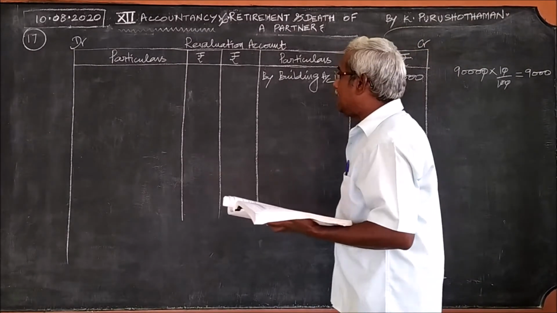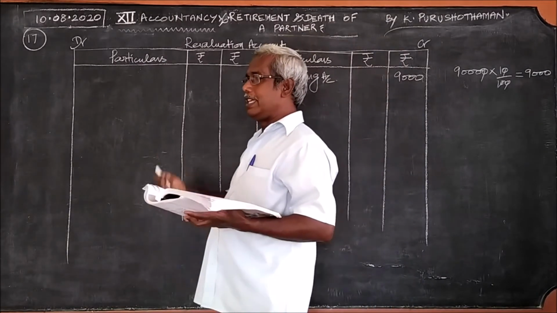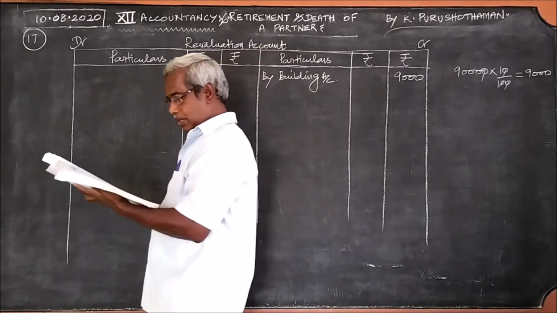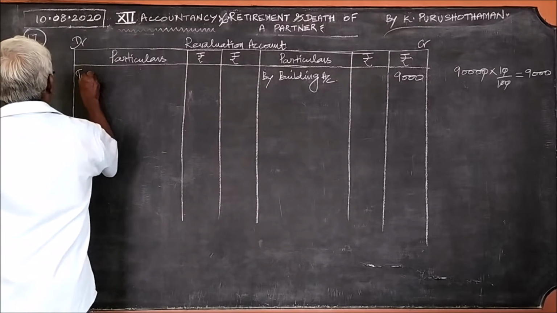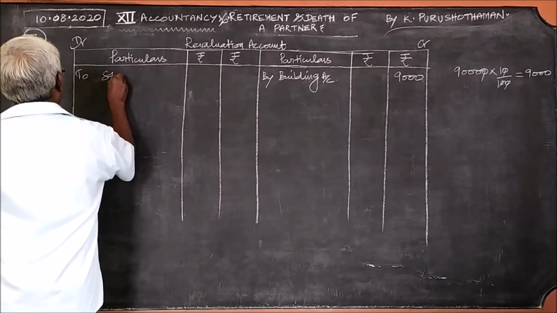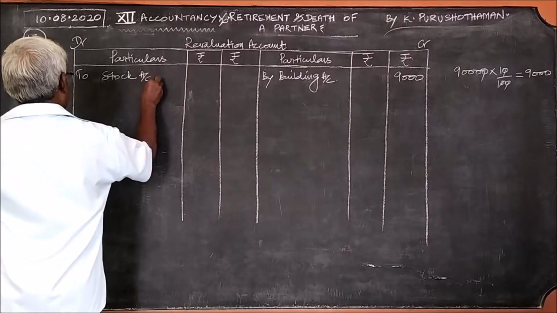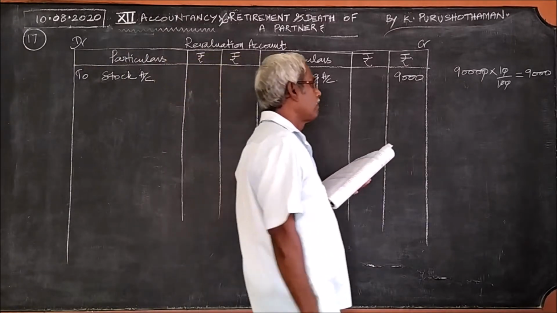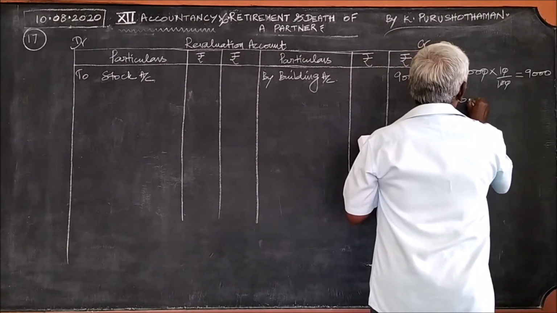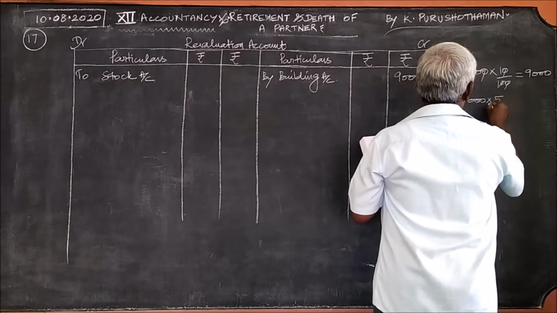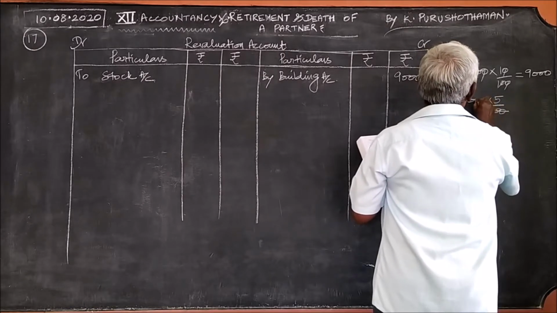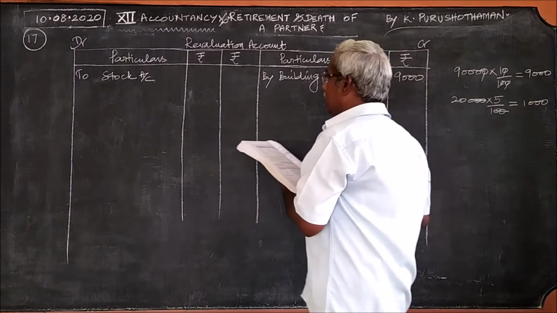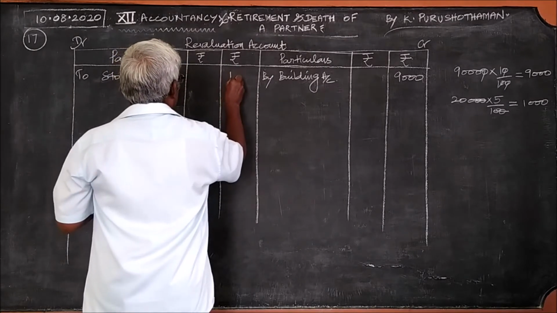Then, stock to be depreciated. It is a depreciation, therefore a decrease in the value of an asset. So stock is a loss item, so you write on the debit side to stock account. 5% of the stock 20,000, into 5%, 5 by 100, simplify 5 into 200, 1,000 rupees. This 1,000 is the loss on stock.